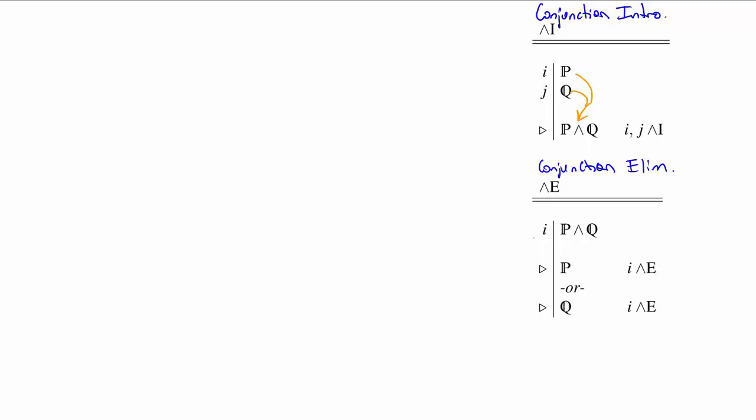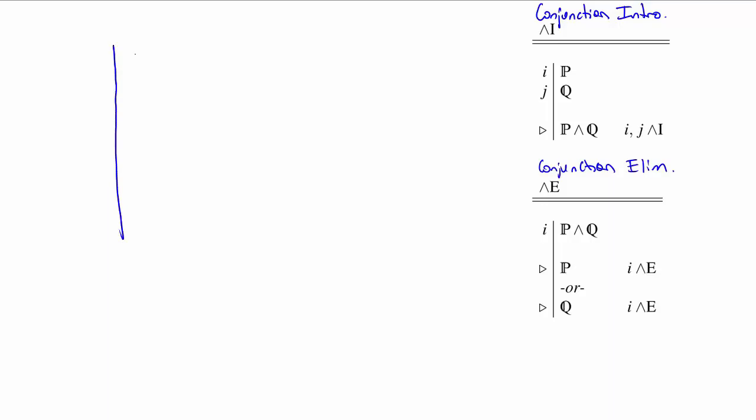Similarly, if we know that P and Q, then we also independently know that P and independently know that Q. So let's see these in action. Again, we'll do a derivation where we don't specify a particular goal, but we just play around with the formulas that we've got.